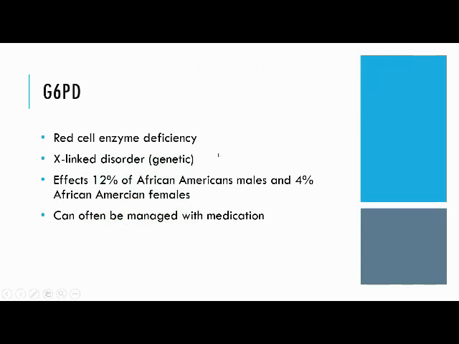G6PD, I included this, an unconjugated hyperbilirubinemia. It's because of a red cell enzyme deficiency. It's fairly common, affects about 12% of African American males and 4% of African American females. I don't know if it's very common, that was probably not the right verbiage to use, but it is common enough that you could see it. So it's an X-linked disorder, and it can often be managed with medication. It stands for glucose-6-phosphate dehydrogenase deficiency.